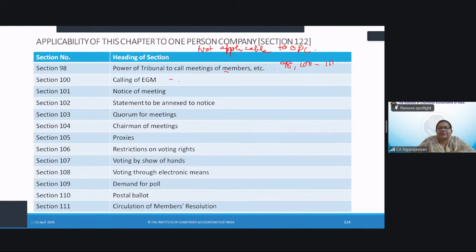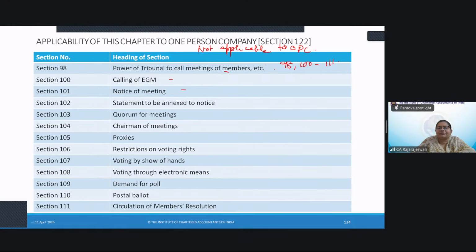the same person. It is a latest provision which was introduced with the Companies Act 2013. So previously there was no concept of OPC, one person company.